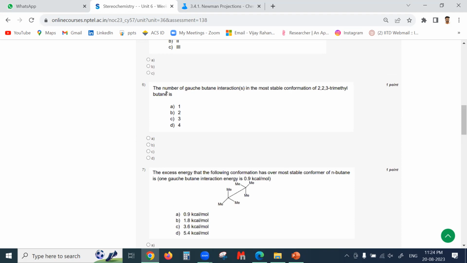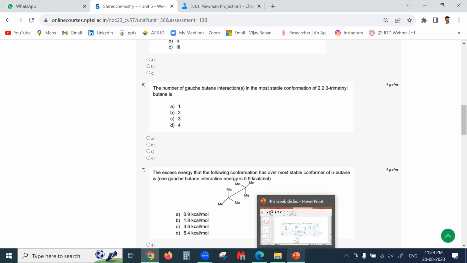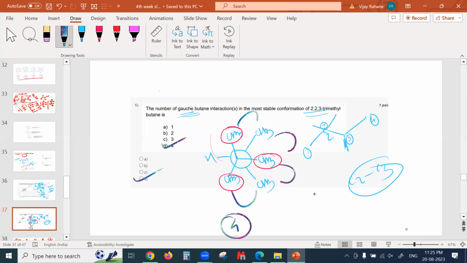This same question, right? The number of gauche butane interactions in the most stable conformation, right? Yes. While doing the stable conformation, I think it's coming 3 only, right? Just check it once again now. Please look at it. So see, this is the structure, right? For the molecule, which conformation is the most stable?